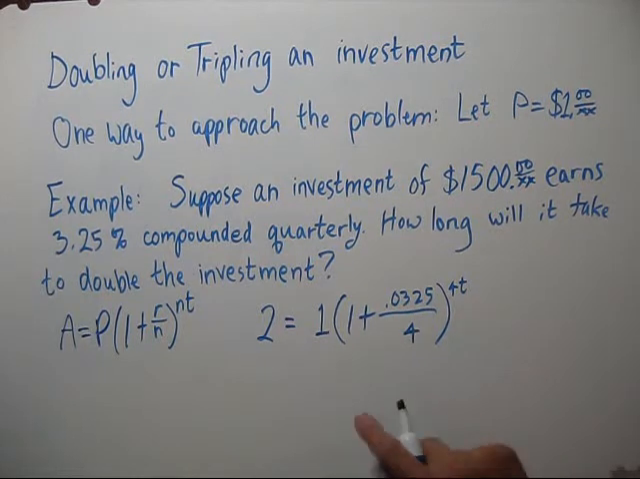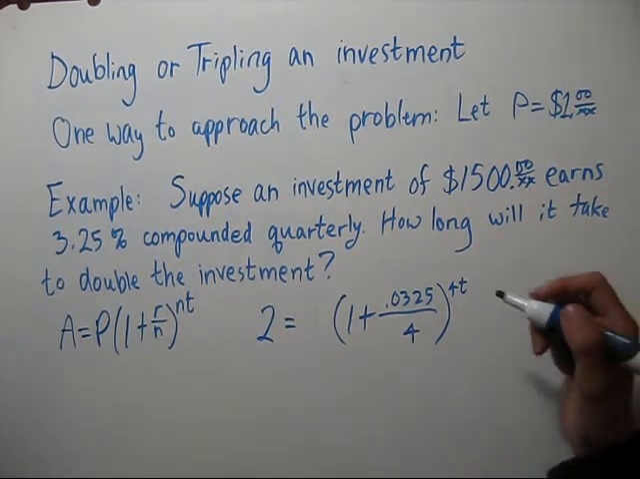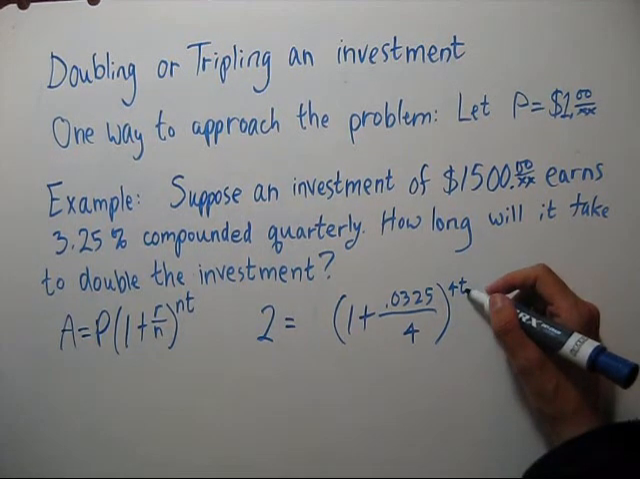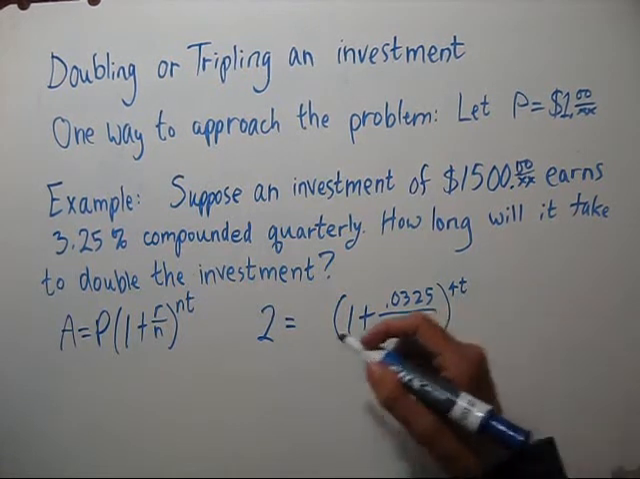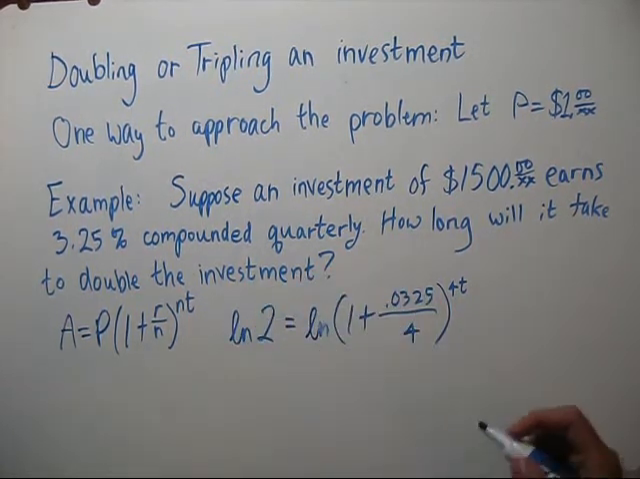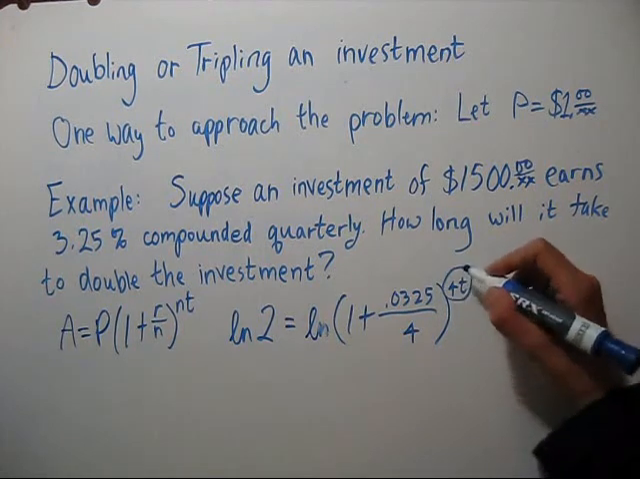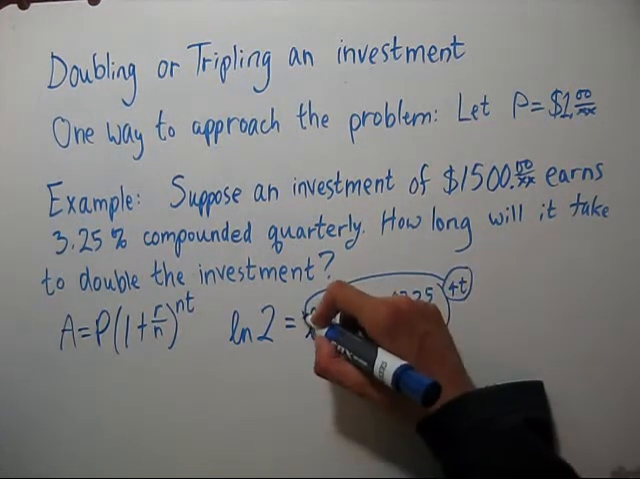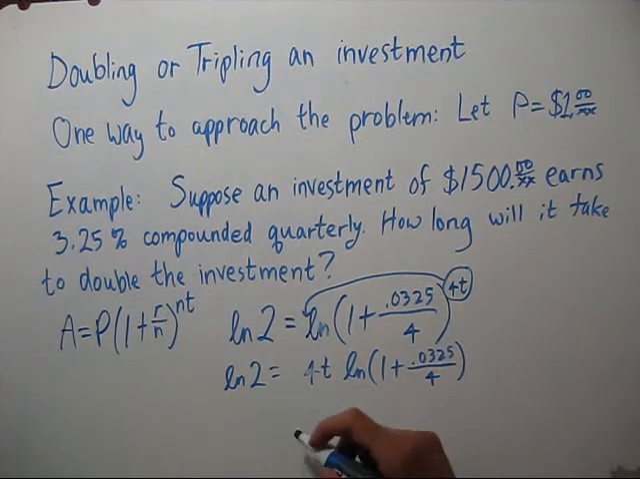Let's solve this. The 1 doesn't do anything for us. It's gone. And we want to get our variable out of the exponent. To do that, let's take the natural log of both sides. Then this 4t is going to come down front. Now let's get t by itself.